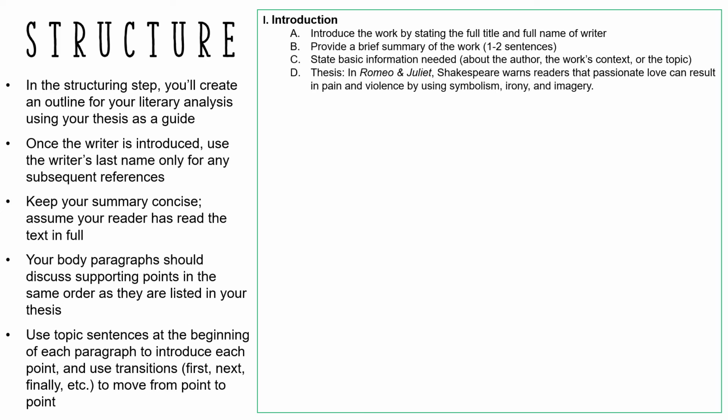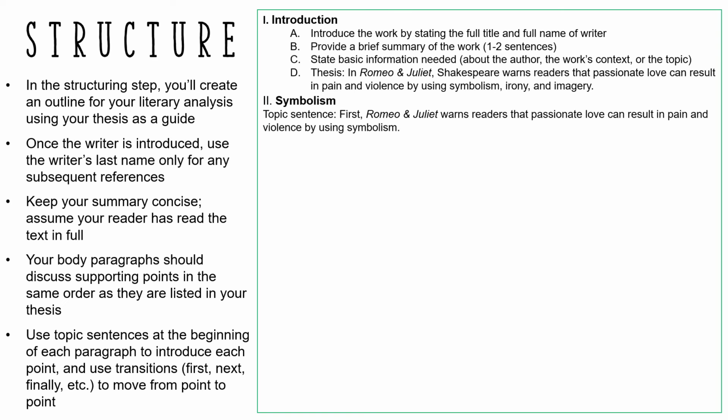For instance, in the example thesis, the first supporting point is symbolism. Therefore, the entire first paragraph should focus on discussing symbolism, and symbolism should be clearly stated in the topic sentence. Here's an example of a topic sentence that introduces symbolism as the first supporting point. First, Romeo and Juliet warns readers that passionate love can result in pain and violence by using symbolism.